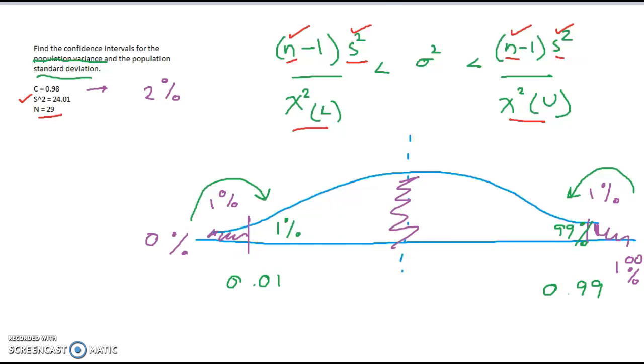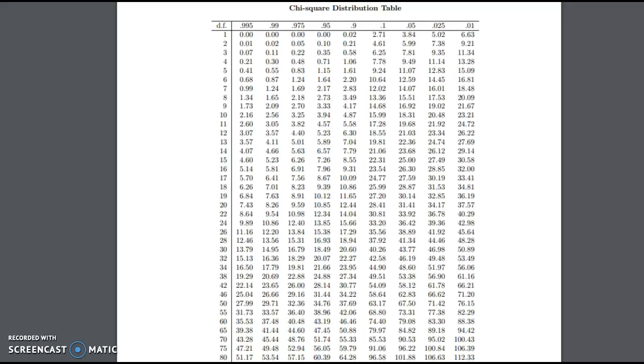Let me pull this back up again. Okay, so 28 is here, this column. Let me see if I can, oh, come on. Hold on a second, let me use the mouse, see if this goes better. There we go. This is the column that we're interested in.